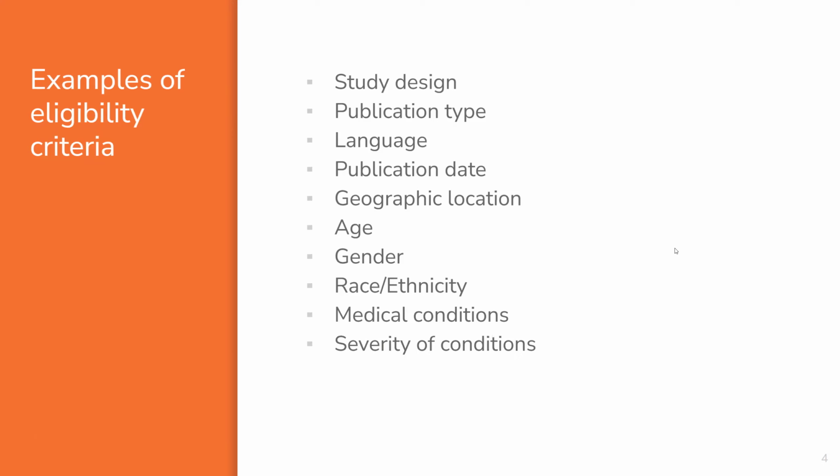Severity of condition. You can limit by the severity or the stage of the condition. Comorbidities. You could choose to either include or exclude studies based on the presence of other medical conditions. Type of intervention. Lastly, you can narrow your focus to a certain type of intervention, such as a specific type of therapy. So these are just some examples of eligibility criteria. You can be as broad or as specific as you wish to be.